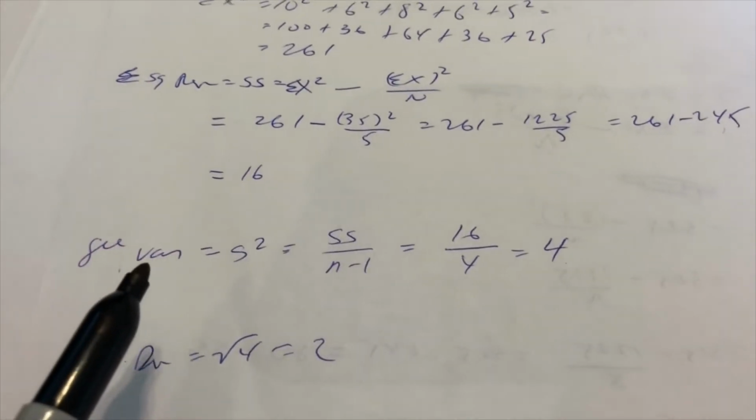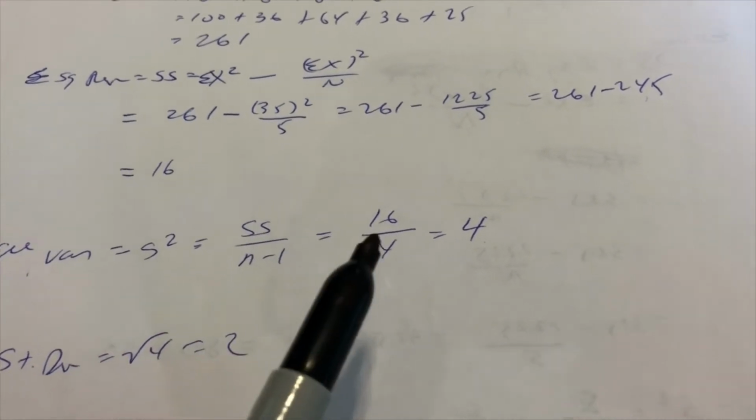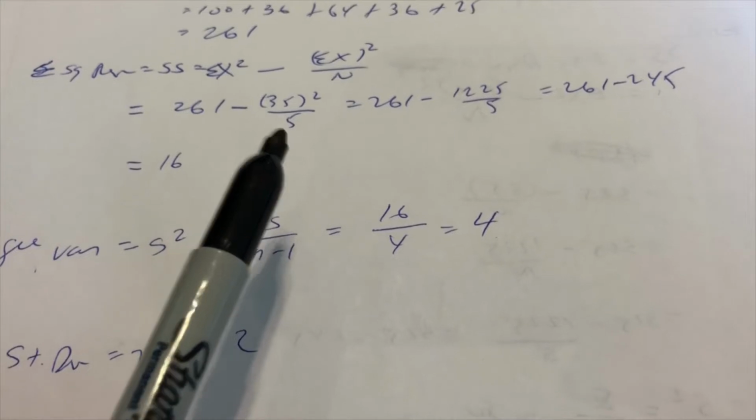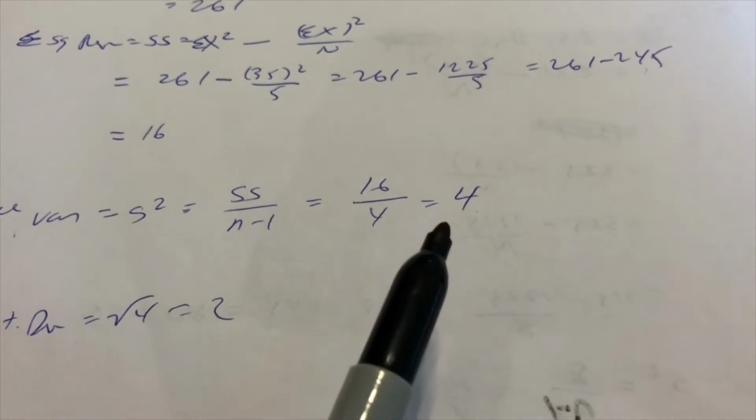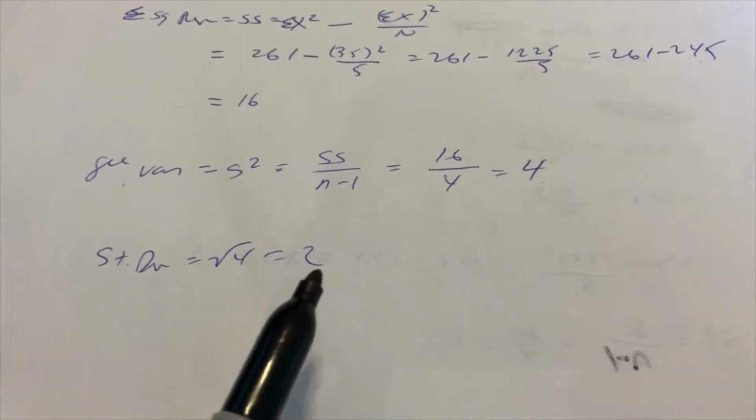Then to get the sample variance, which is s squared, you take that 16 and you divide by 1 less than your n, which is 14, and you get a 4. A nice clean number because you're going to take the square root to get your standard deviation, and that's a 2. Okay.